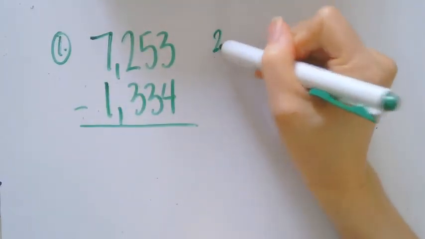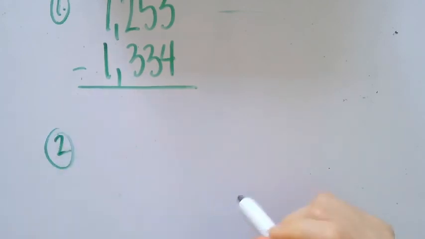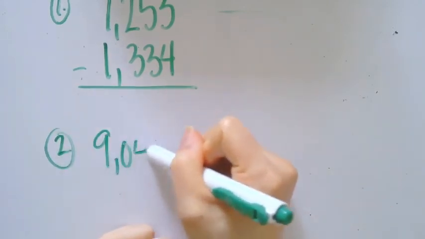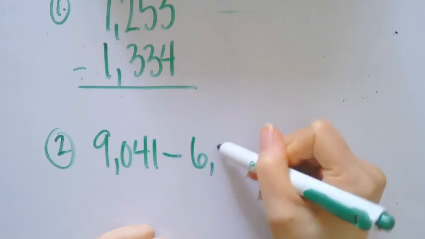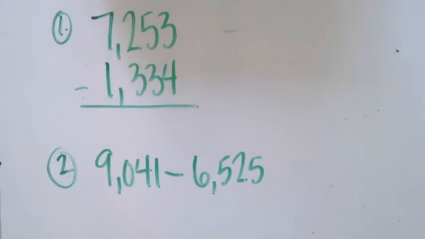Problem number 2 is going to be on the bottom because it's written horizontally. Again, not reading it. I want you to try to sound it out and say it before I do. All right, what is this problem? 9,041 minus 6,525. All right, so your assignment today is to work on these 2 problems. Check your work. Use any strategy that you prefer, standard algorithm, draw it out visually using your base 10 blocks or using the expanded notation, or want that challenge, go ahead and show me using more than one way. Okay?